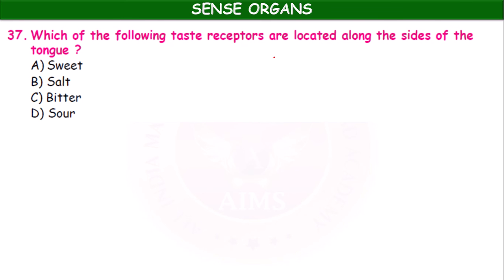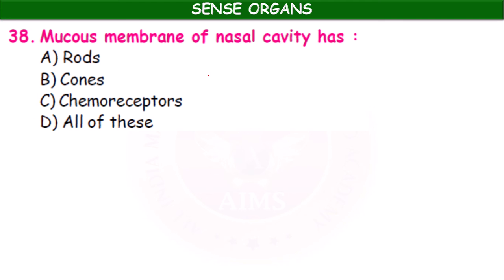Which of the following taste receptors are located along the sides of the tongue? Sweet, salt, bitter, sour. Which one? Sour. Sour receptors are present on the sides of the tongue. The mucous membrane of the nasal cavity has rods, cones, chemoreceptors, all of these. The mucous membrane of the nasal cavity contains chemoreceptors.